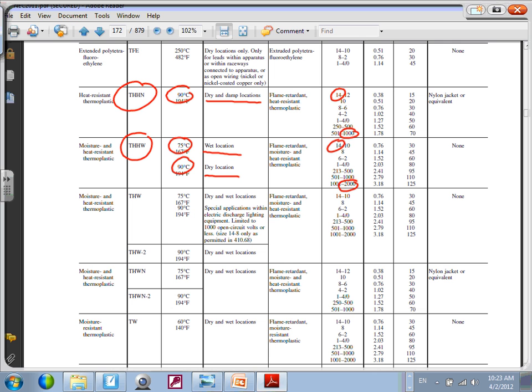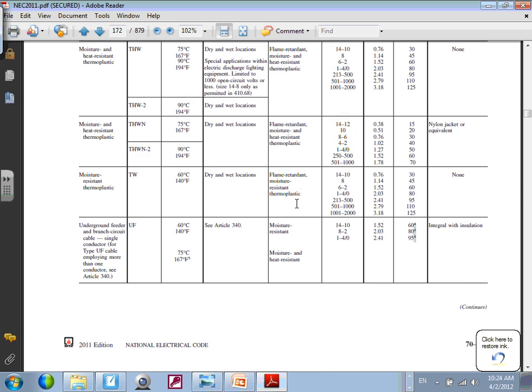And then the notoriously famous THWN2, rated for 90 degree, both dry or wet location, and you can buy them for these sizes. I can't emphasize enough, you cannot leave Dunwoody without knowing how to read this table. What I highlight, guys, THHN and THHW is the most common insulation that you can use. And did I forget to mention that they're all rated for 600 volt, all of them. 600 volt cable.